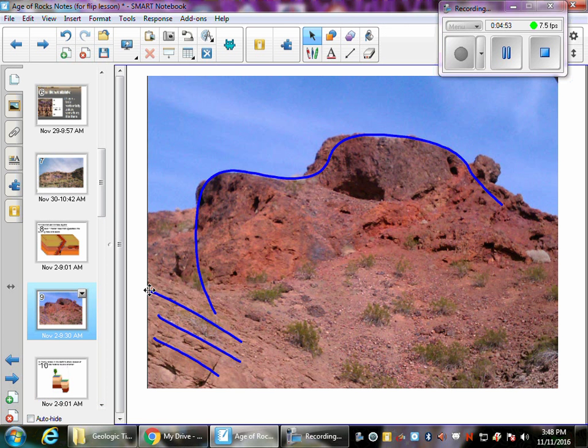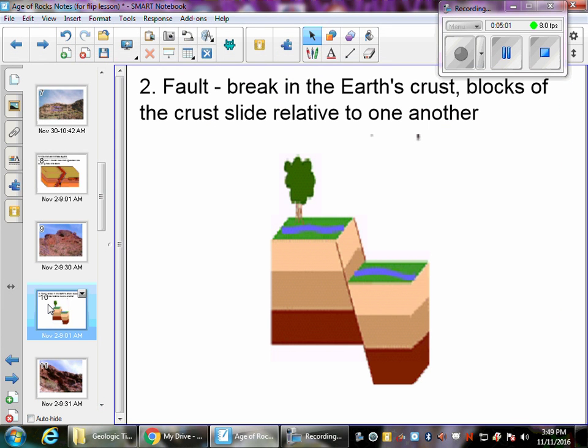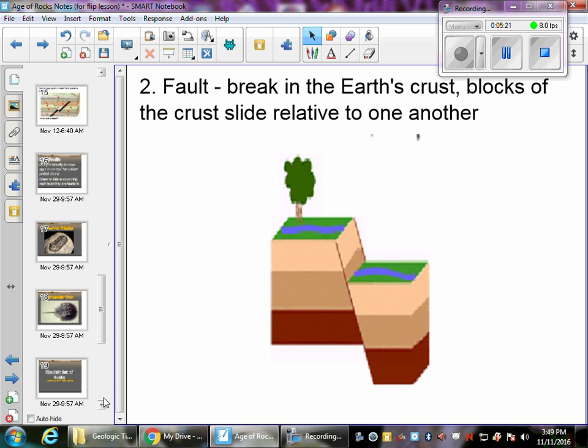That's called an igneous intrusion that's made of magma that cooled. And then there's some erosion. The other thing that can tilt rock layers or move them is what's called a fault. A fault is just a break in the Earth's crust, and blocks of the crust slide relative to each other. This is often how we get our earthquakes, are pieces of Earth's crust moving. And now we've got our diagram here of a fault.